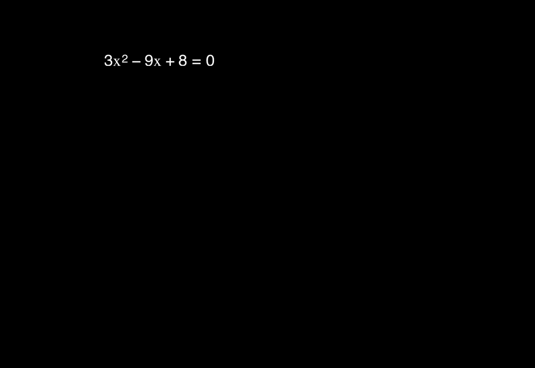For this one, what method do you think would be the easiest? X box, possibly, if it's factorable. The hard part with X box is if it's not factorable, you spend a lot of time going, that wasn't very good.